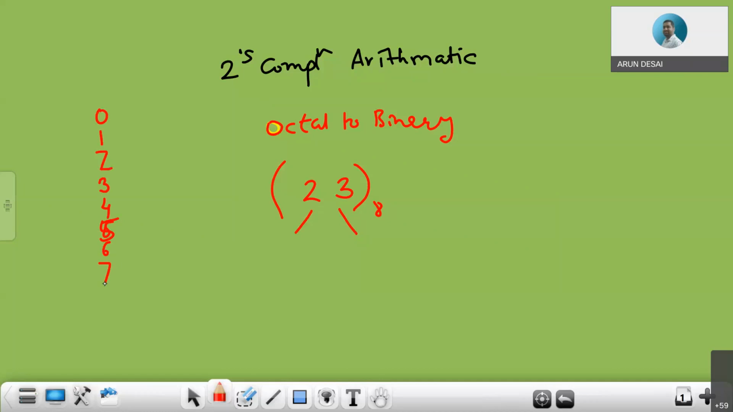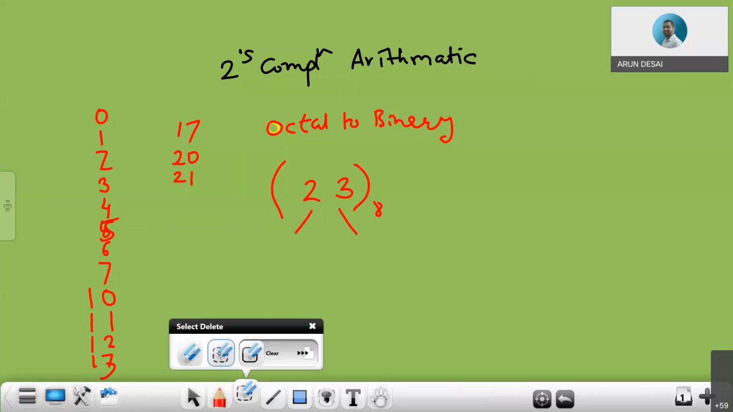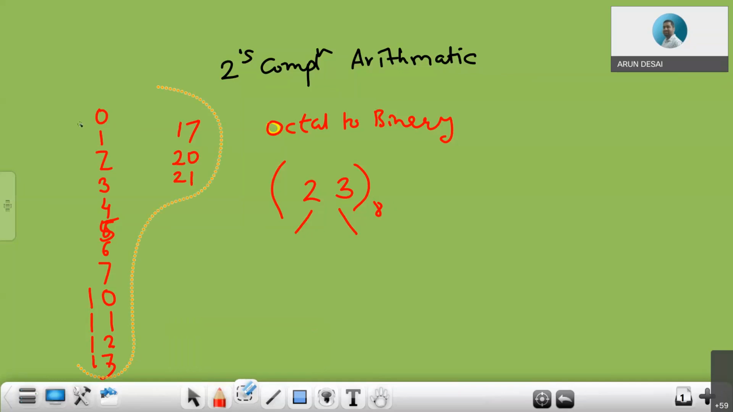you start with the next symbol, right? 10, 11, 12, 13, till 17. Again, 20, 21, and likewise, right? So it only has 7 symbols, so you need to count in that order only, right? So this is how you actually count octal numbers.